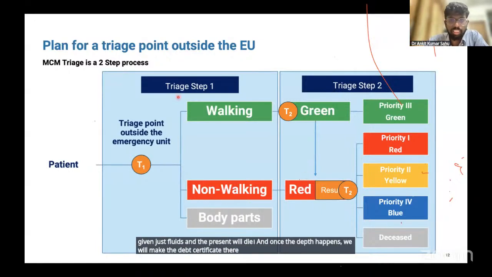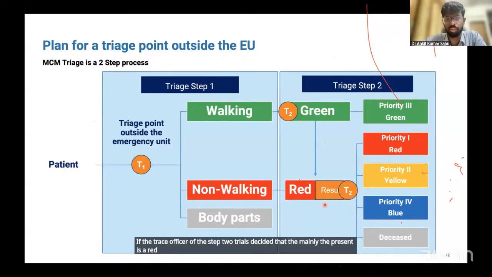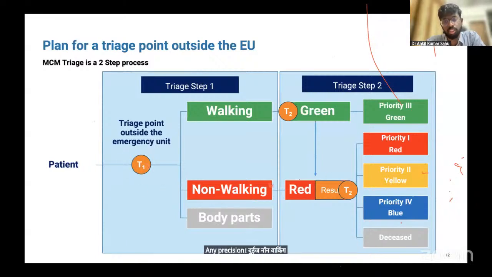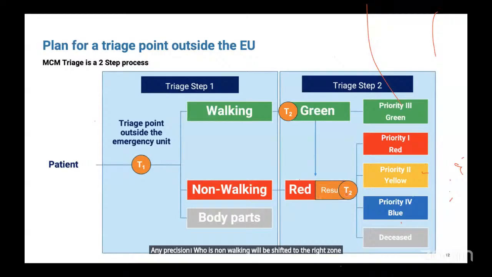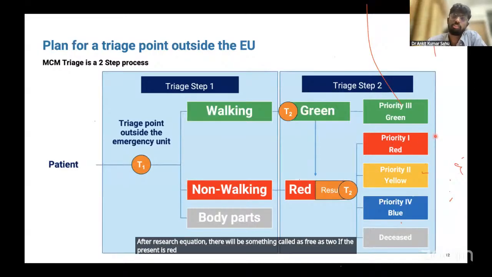So now remember that. Again, this is where my whole summary is. Patient has entered triage 1 outside the emergency unit, walking or non-walking. Walking patients will get a triage 2, just entering the green zone. Here if the triage officer of the step 2 triage decided that the patient is a red patient, the patient will be shifted to the red zone. Otherwise, green zone will be the lower priority patients. In the triage 1, any patient who is non-walking will be shifted to the red zone. In the red zone, after resuscitation, there will be something called as triage 2. If the patient is red, obviously patient will be shifted to OT or ICU. If yellow, patient will be shifted to ward.